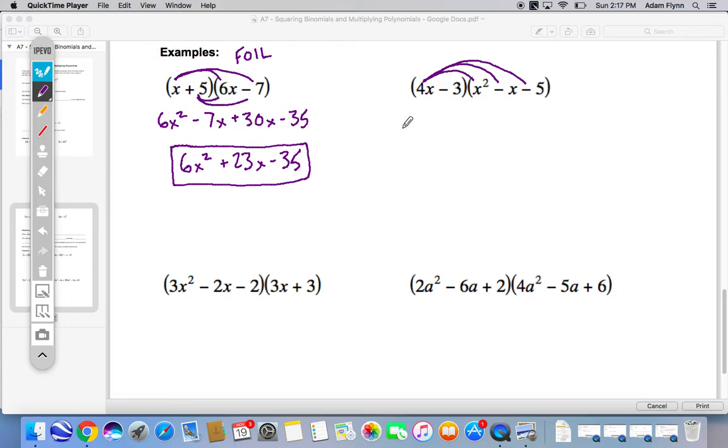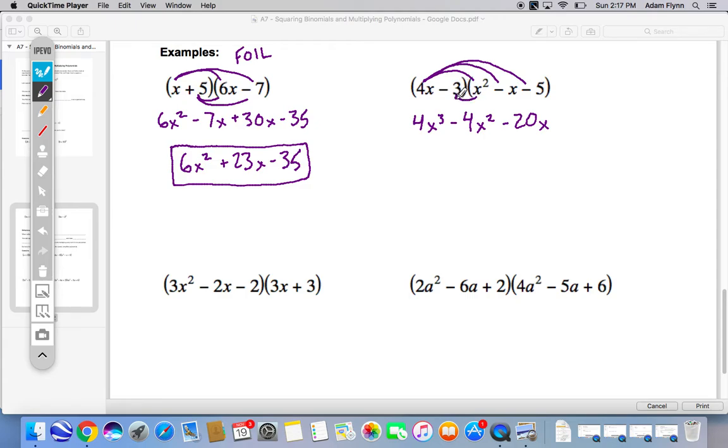So 4x times x squared is 4x cubed. 4x times negative x is negative 4x squared. And 4x times negative 5 is negative 20x. Okay, so I multiplied this first term by every term in my second polynomial. Now I'll do the same thing with the second term in my first polynomial.